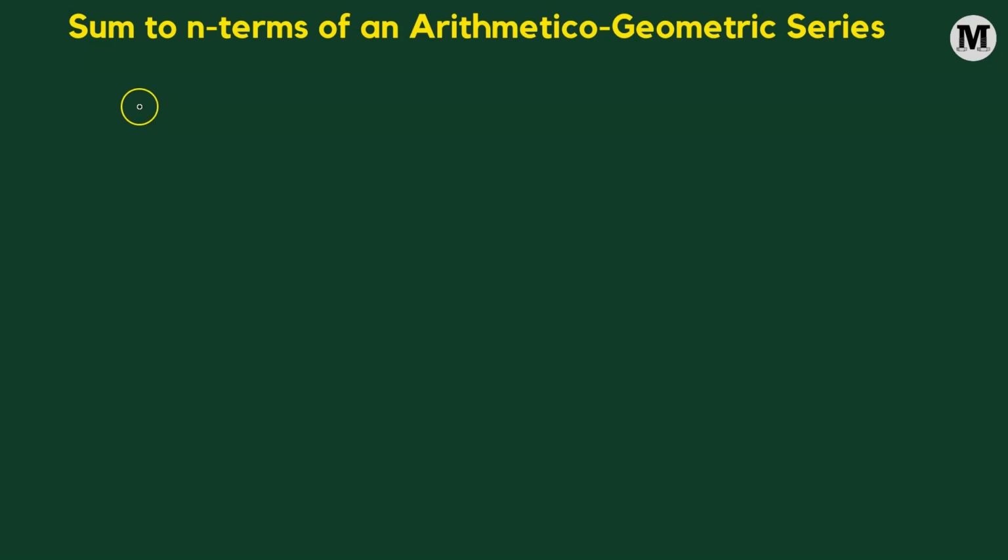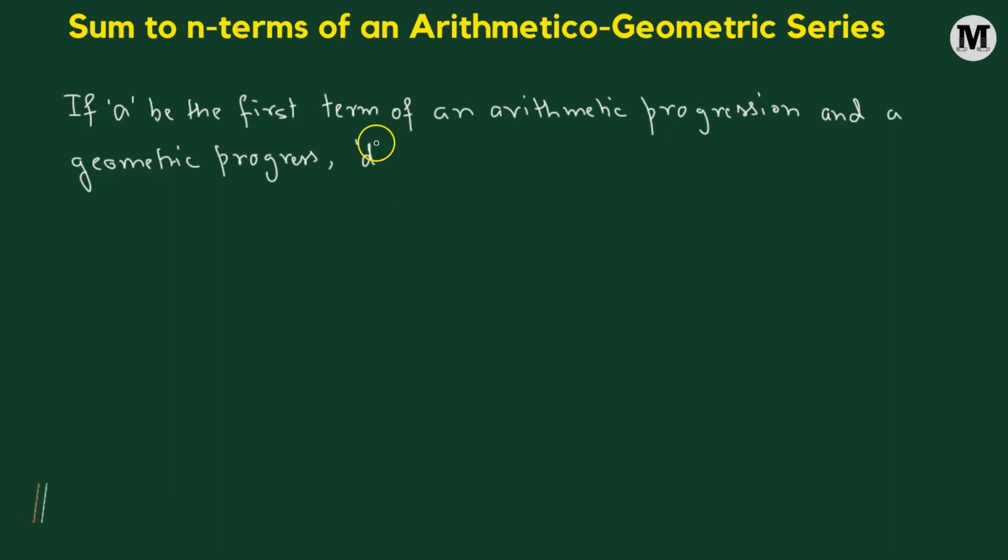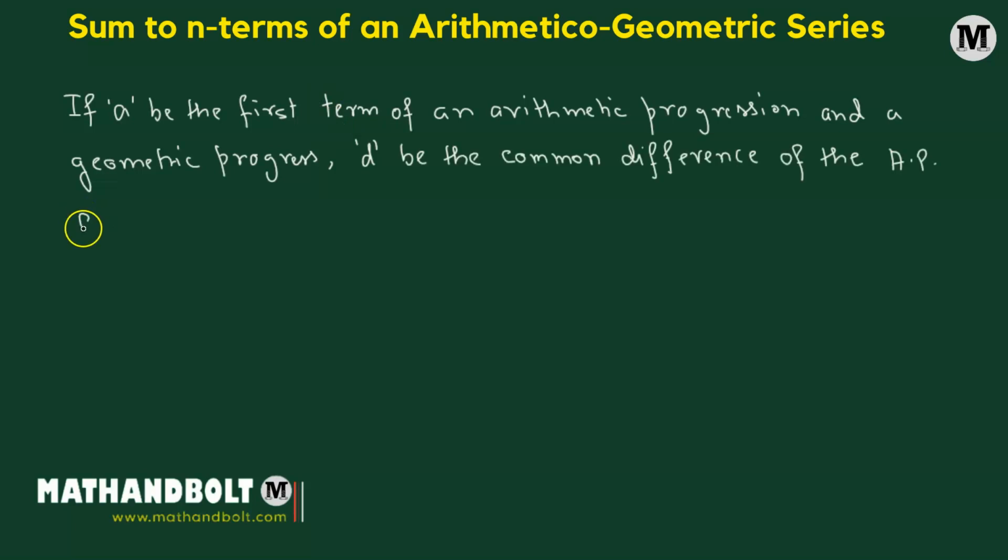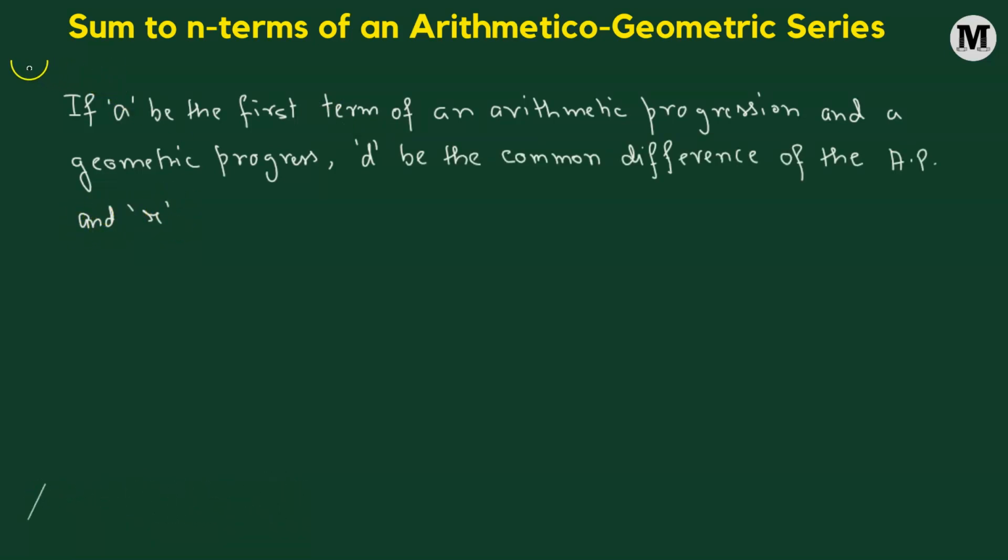Let's try to define the sum to n terms of an arithmetico-geometric series. So let A denote the first term of an arithmetic progression as well as a geometric progression. Then d is going to be the common difference of the arithmetic progression, and r is going to be the common ratio of the geometric progression.